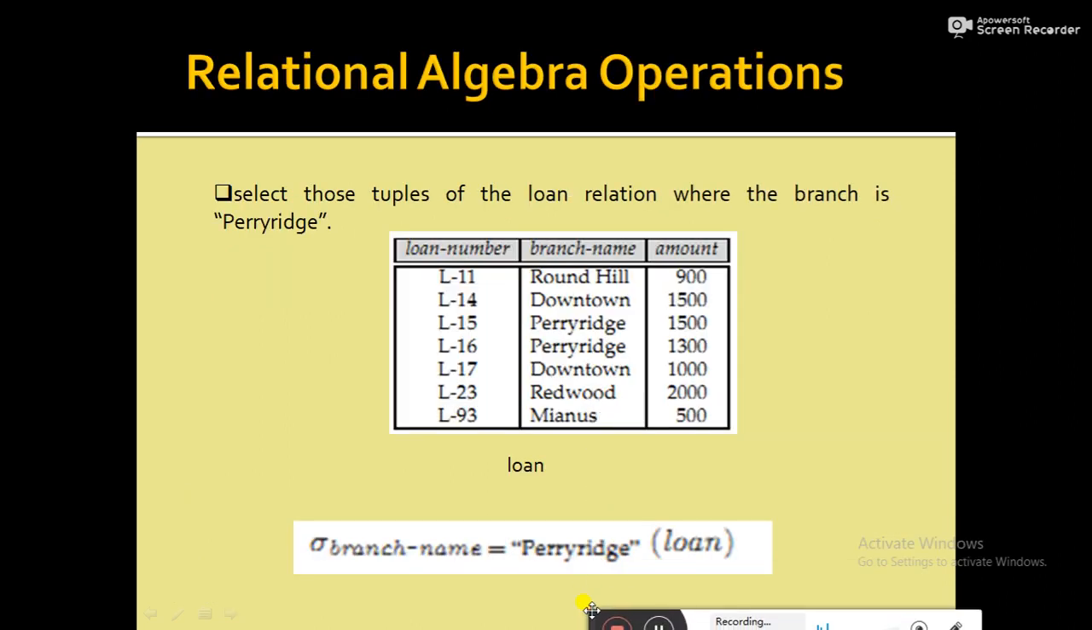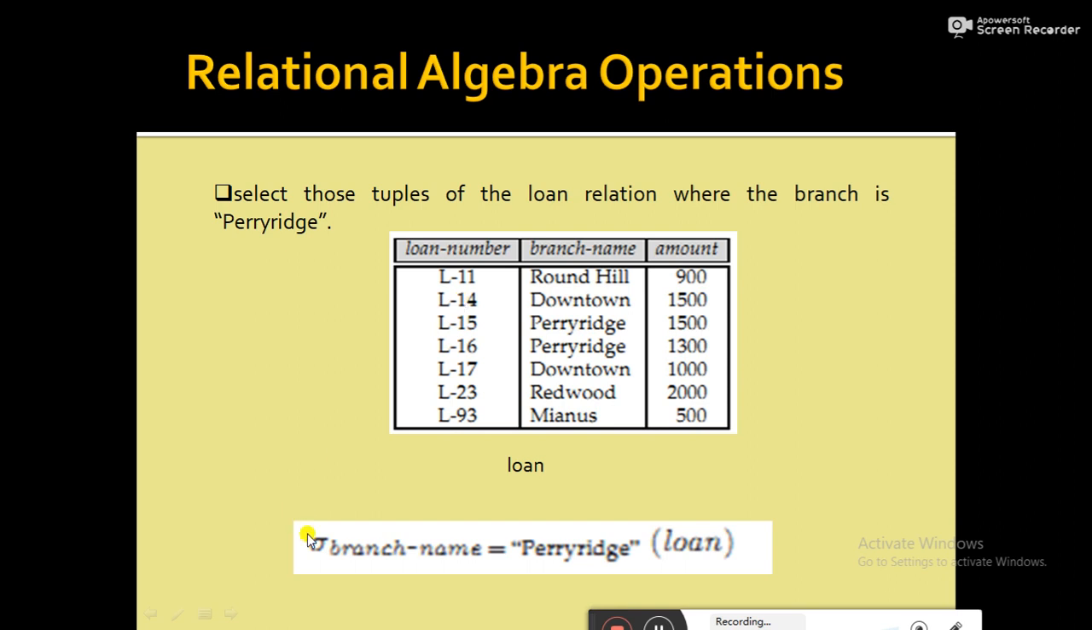Now take an example of the selection operation. Suppose this is the loan relation or loan table. The query is: select those tuples of the loan relation where the branch is Perryridge. So we have to select only those records where the branch name is Perryridge. That means only these two records should be selected. So how to fetch them? How to write the query in relational algebra?